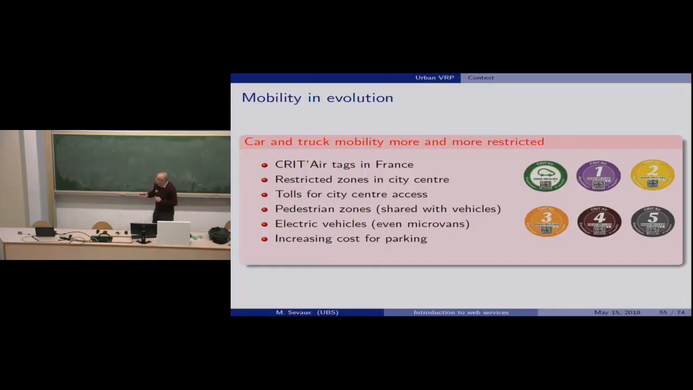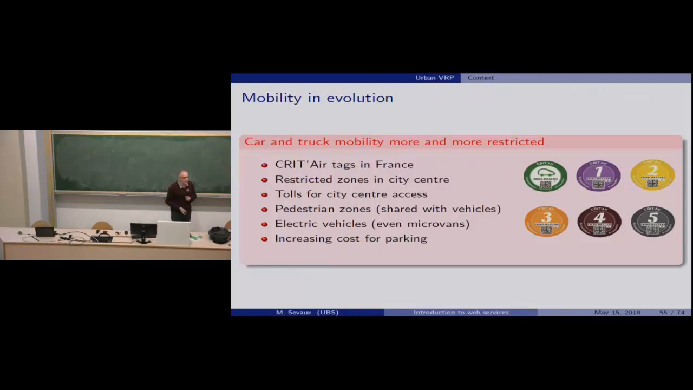So in France they have invented the new Crit'Air tags. This is something you have to put on your windscreen if you want to go to Paris. If you don't have this tag, you cannot enter Paris, or you can be fined. Depending on the quality of your car and pollution emission, you will get this one. So this is for electrical vehicles, then this is for other vehicles.